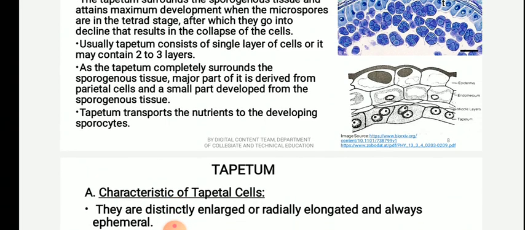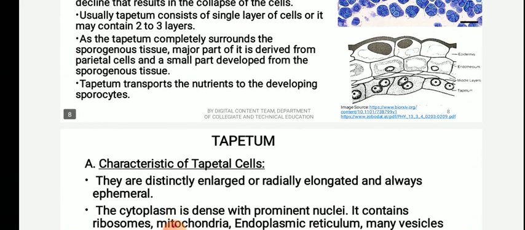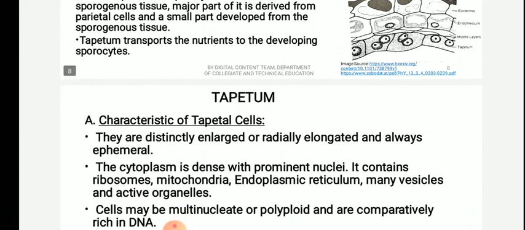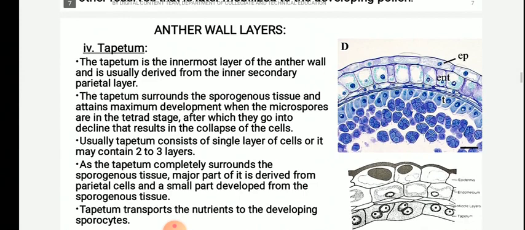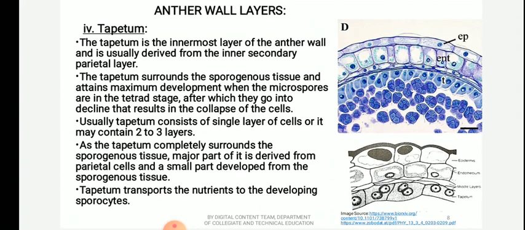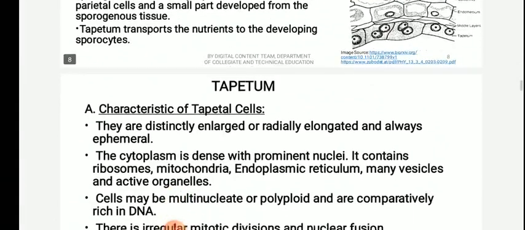The tapetum completely surrounds the sporogenous tissue. A major part of it is derived from parietal cells, and a small part can be developed from sporogenous tissue or from the connective tissue. Tapetum transports the nutrients to the developing sporophytes. So physiologically tapetum is very important, because it transports food materials to the developing microspore mother cells, which undergo meiosis to form pollen grains, and for the developing pollen grains also the nutrition is supplied by the tapetum.